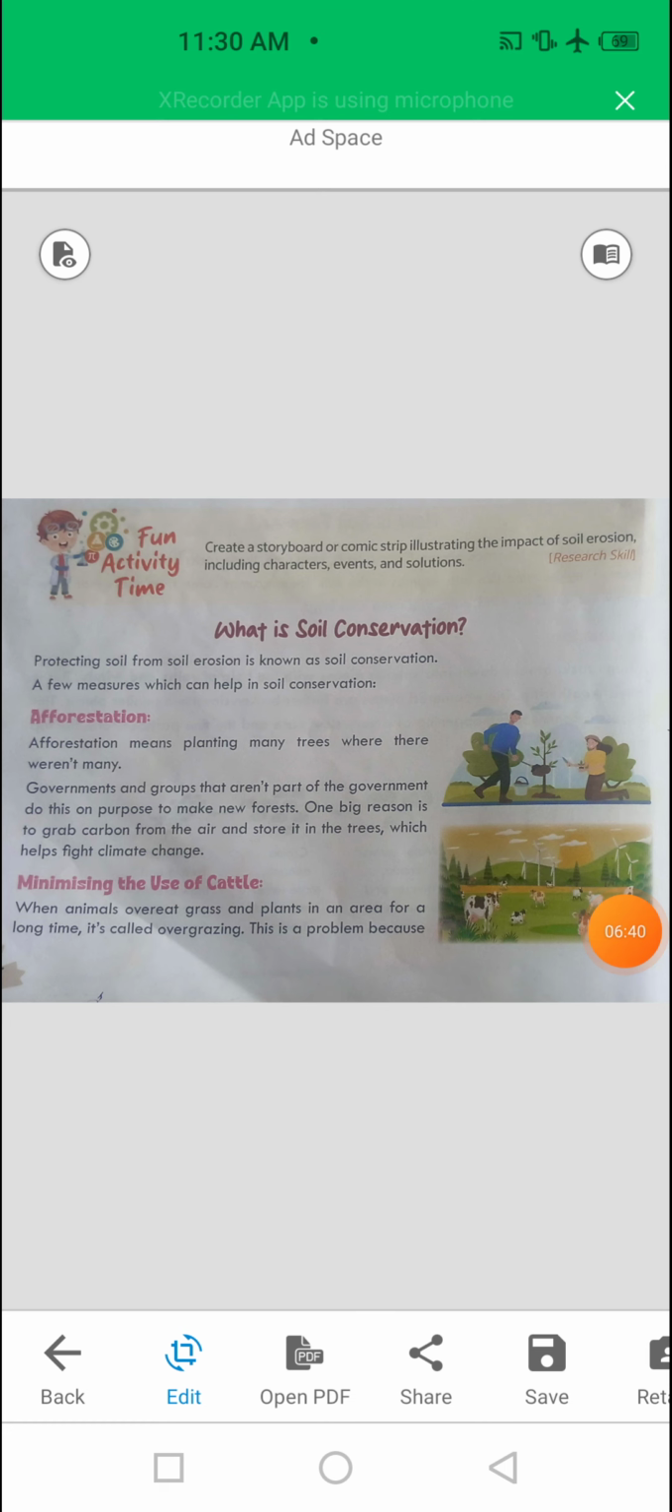Here a fun activity is given. Create a storyboard or comic strip illustrating the impact of soil erosion, including characters, events, and solution.